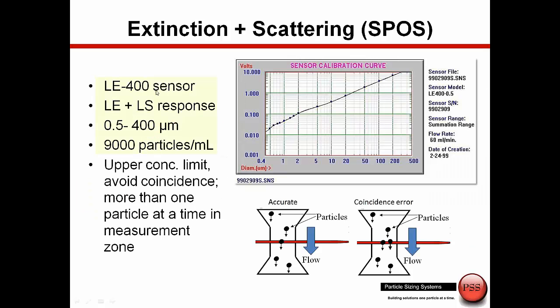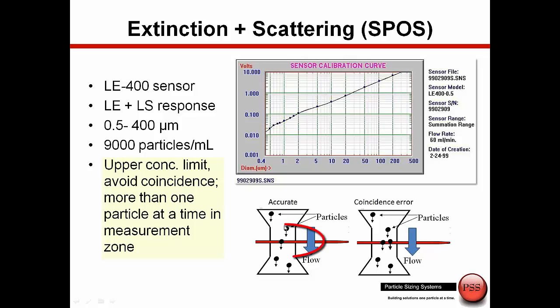The LE400 sensor is the most typical sensor used when we're using the AccuSizer for contamination applications. This is where we have the combined light extinction and light scattering response. This sensor has a dynamic range of 0.5 to 400 microns, and there is an upper concentration limit of 9,000 particles per ml. There is an upper concentration limit because we can only have one particle at a time passing through the sensor zone in order to generate the most accurate results.